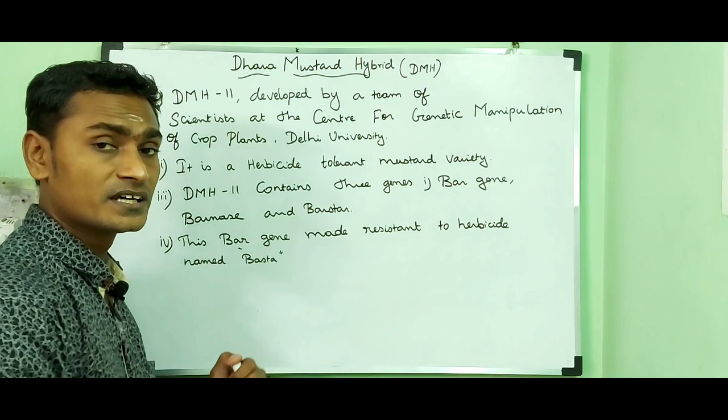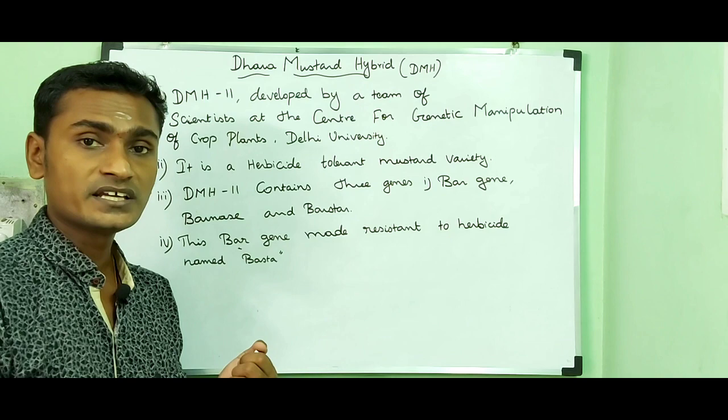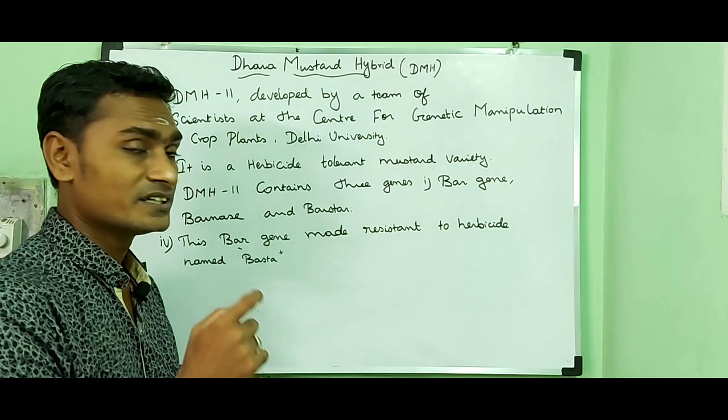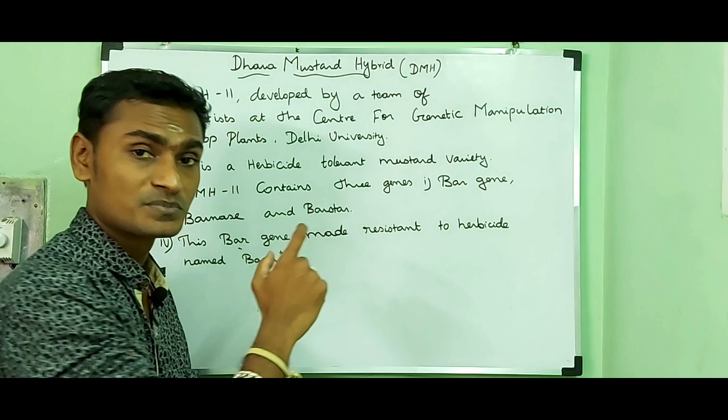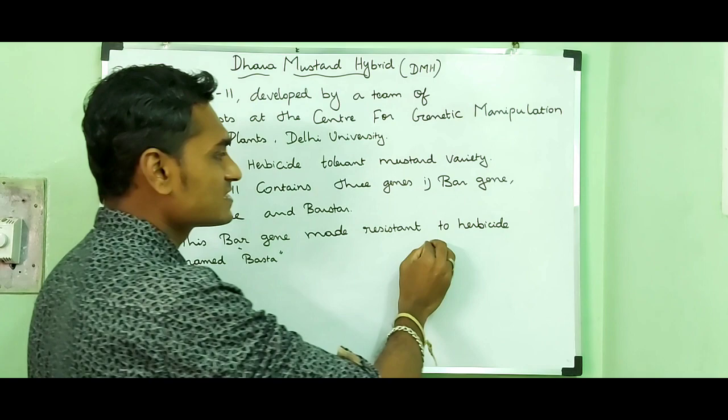Already we have discussed two herbicide tolerant plants, namely glyphosate tolerant plants and glufosinate tolerant plants. In the glufosinate tolerant plant, we used the bar or PPT gene. Here also we are using Bargin. In addition, we are using Barnase and Barstar. This Bargin makes the plant resistant to the herbicide.